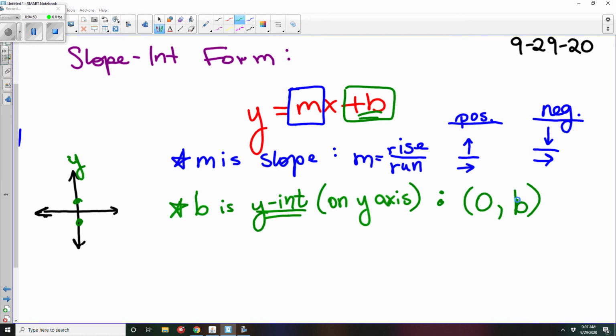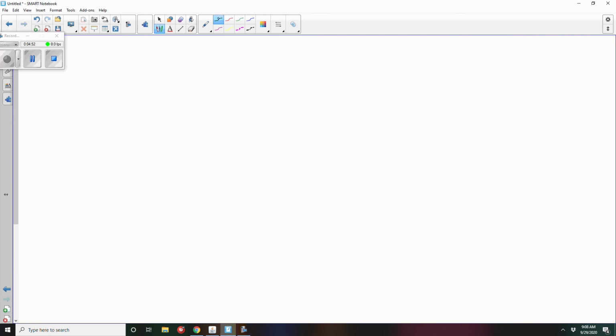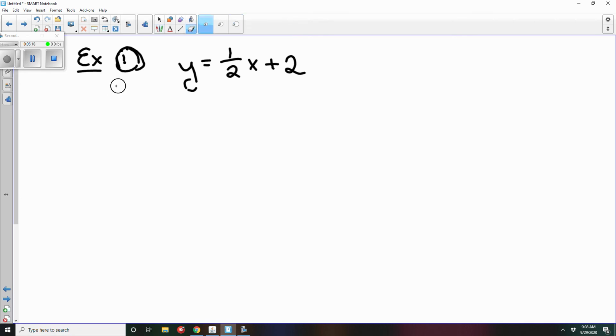Alrighty. So our first example today, example 1, is we're going to have y equals 1/2 x plus 2. Alright. So we're asked to graph this equation. So everybody write it down. So that's our equation we're going to have to graph. We know it's going to make a line because all these we're going to see today are linear equations. So we're going to get a line out of it.